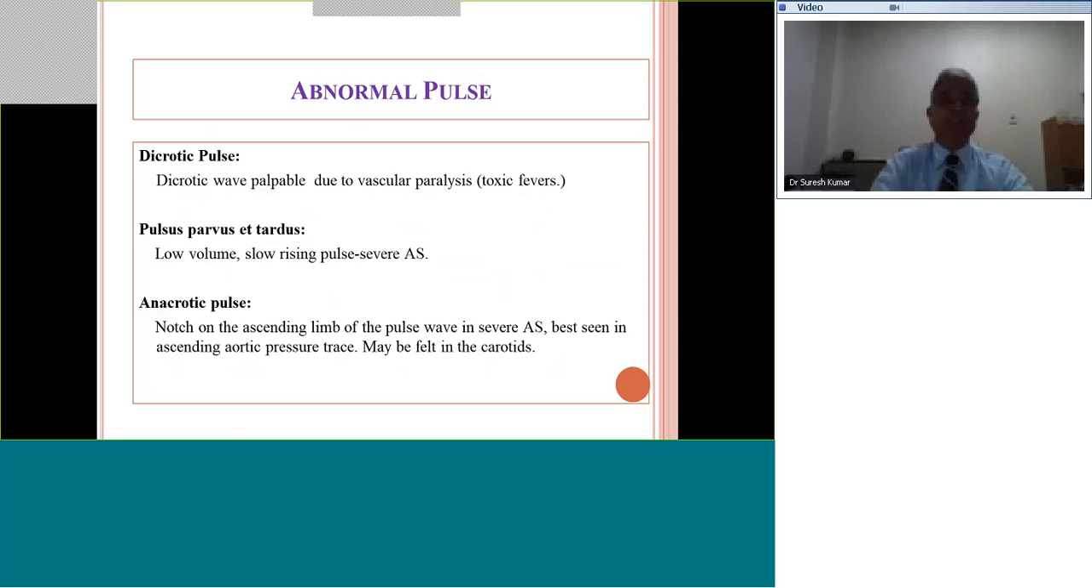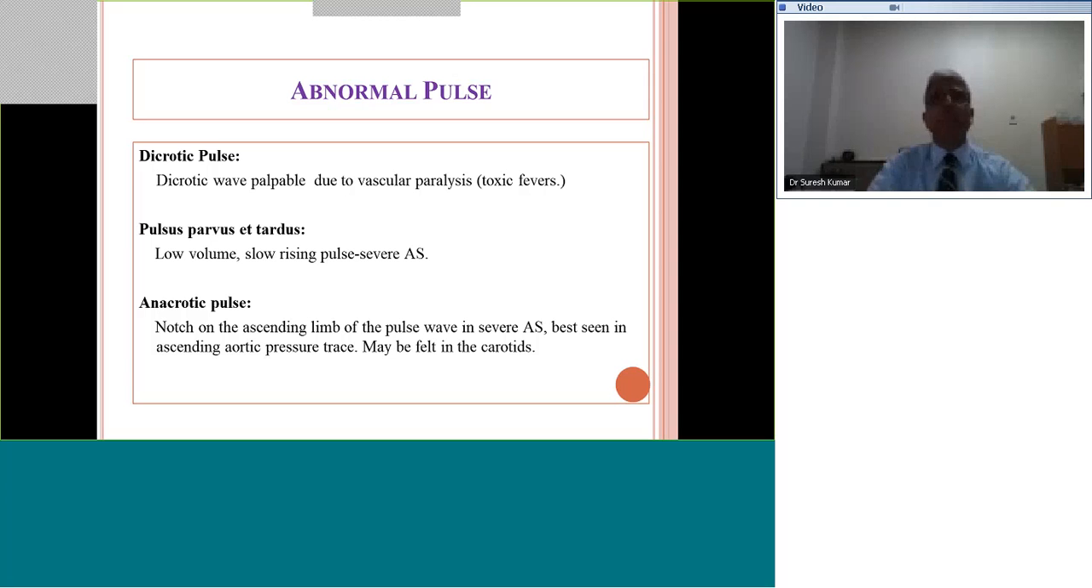Other abnormalities include dicrotic pulse, when the dicrotic wave is palpable. This again will look like a double beating pulse, but it happens when there is vascular paralysis. The normal dicrotic wave is dampened by the normal arterial tone. If the arterial tone is lost, as in toxic fevers, in the past typhoid, in the present dengue, in these conditions you can actually get the dicrotic pulse. Yet another named pulse wave abnormality is pulsus parvus et tardus, a low volume, slow rising pulse, which is a feature of severe aortic stenosis.